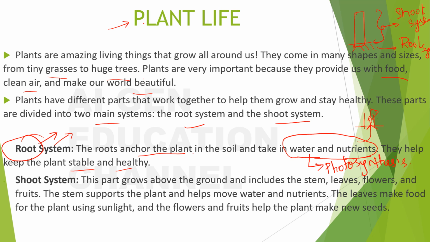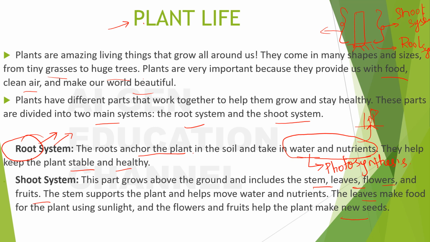As I have mentioned, all the plant parts that are above the ground are called the shoot system. This part grows above the ground and includes what? Stem, leaves, flowers and fruits. The stem supports the plant and helps move water and nutrients. The leaves make food for the plant using sunlight. And the flowers and fruits help the plant make new seeds.